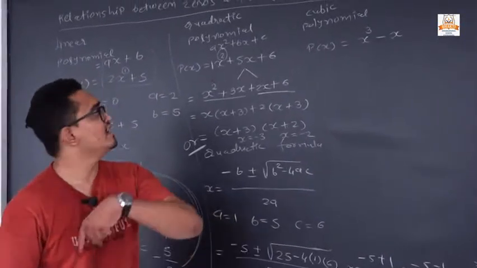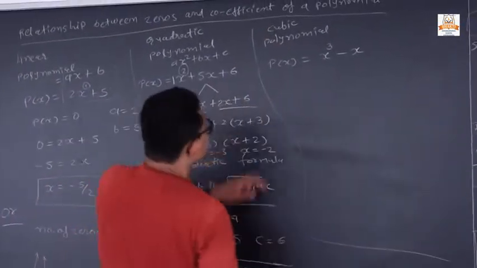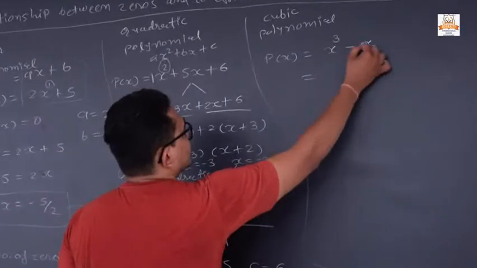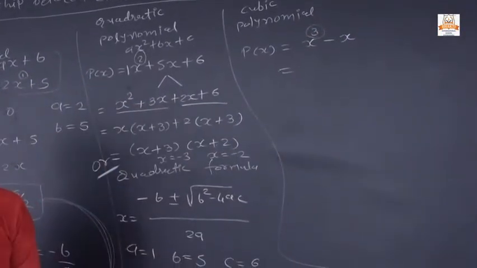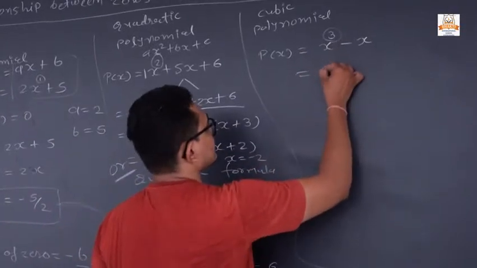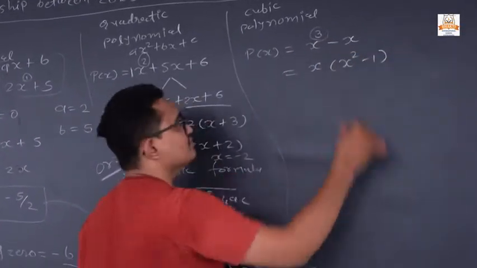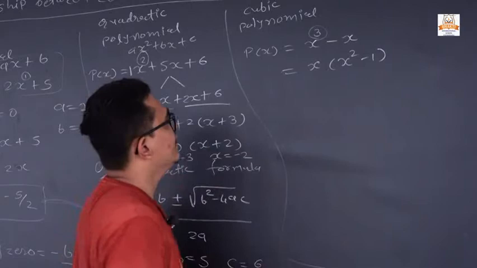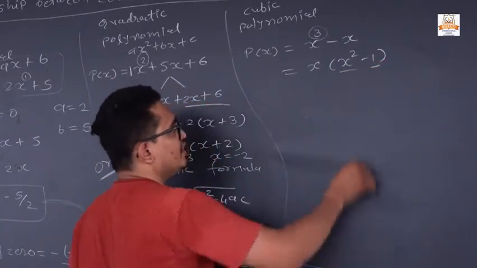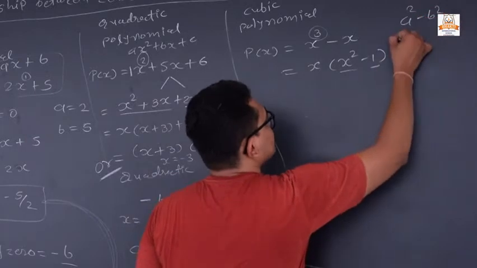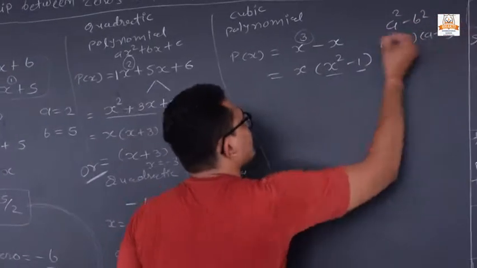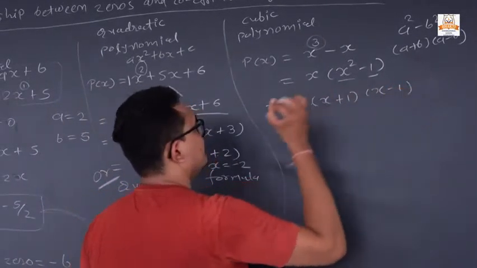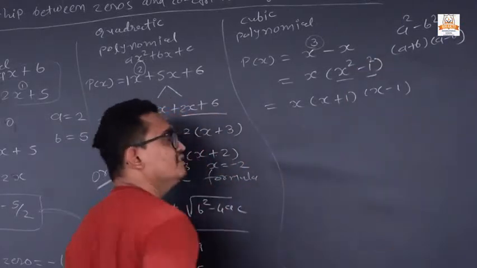So now our third portion is which? Cubic polynomial. So this is the cubic form. See, the degree of it is 3. Now which is the common term? x. So in bracket we get x square minus 1, because if we take x as common, here x square and here 1. Now once again we can factorize it, because it is a form like a square minus b square, so a plus b and a minus b. So here we can write x plus 1 and x minus 1, because 1 square is 1.